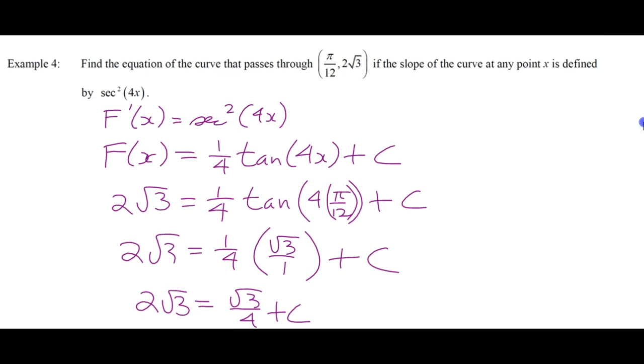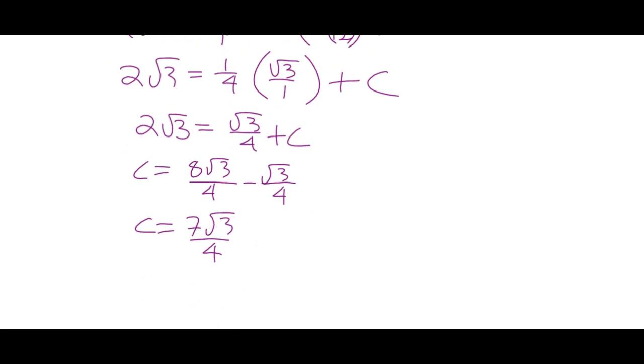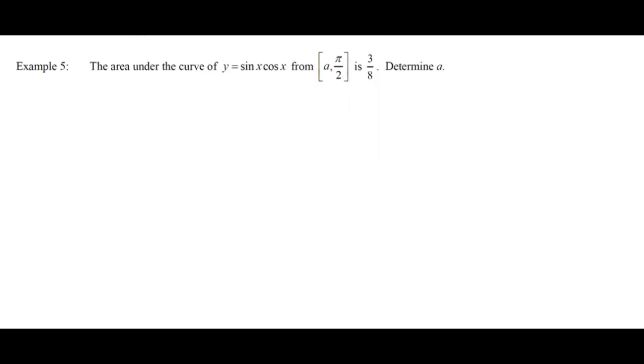Okay, so what did it ask for on the equation of the curve? So the equation of the curve is a quarter tan 4x plus 7 root 3 over 4. Okay.